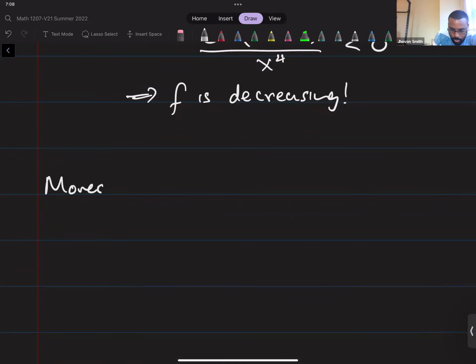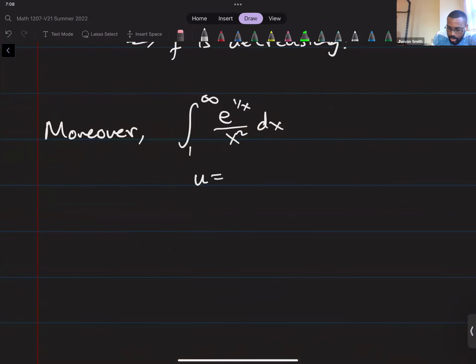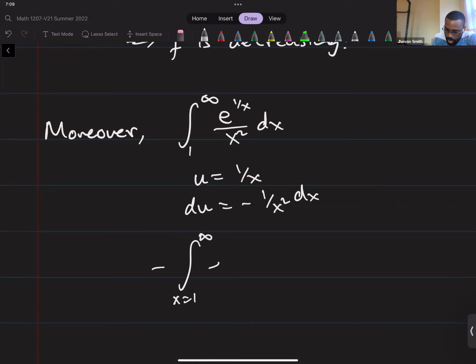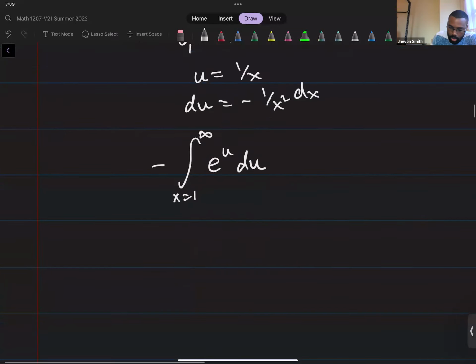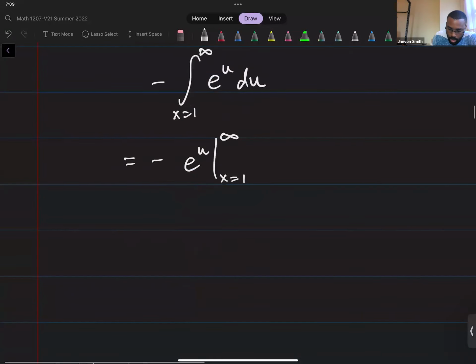Moreover, if I look at the integral from 1 to infinity of e to the 1 over x squared dx, then what I would do is a u-sub: u equals 1 over x, or du equals minus 1 over x squared dx. And so you get minus the integral, x goes from 1 to infinity, of e to the u du, which is just e to the u. X goes from 1 to infinity, which is just e to the 1 over x from 1 to infinity.